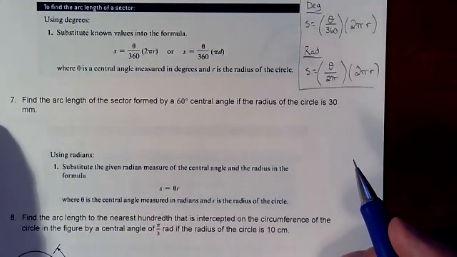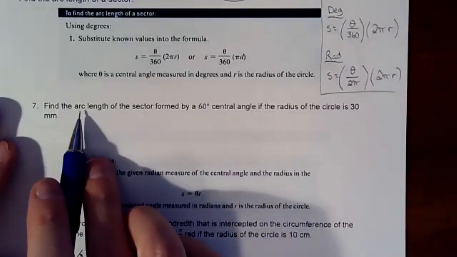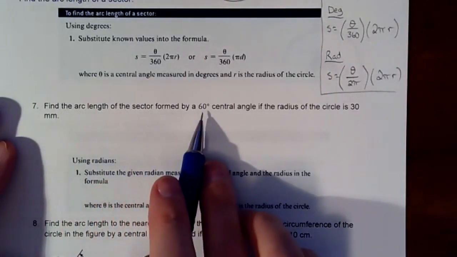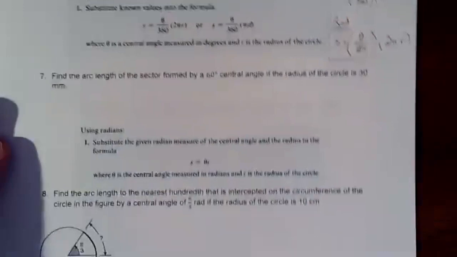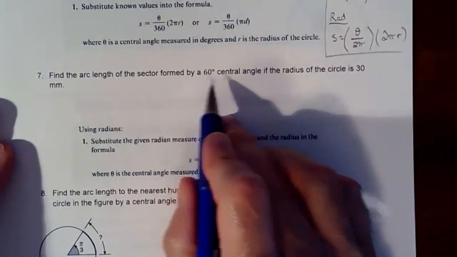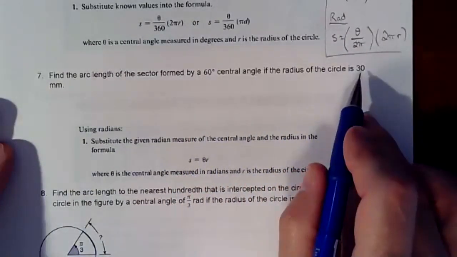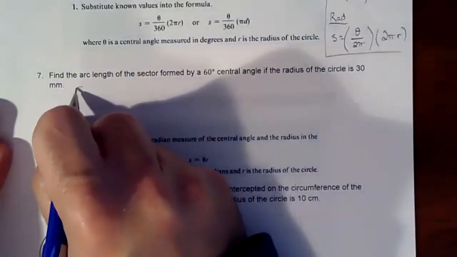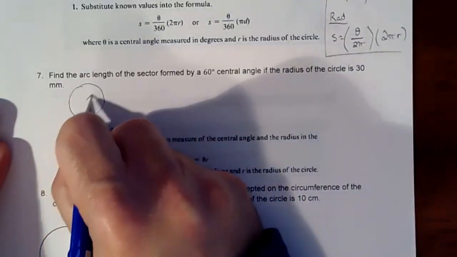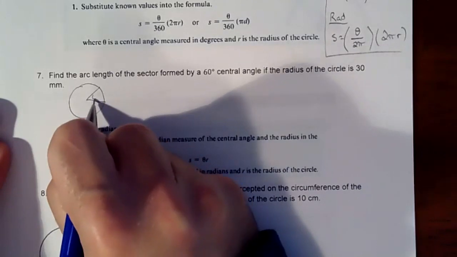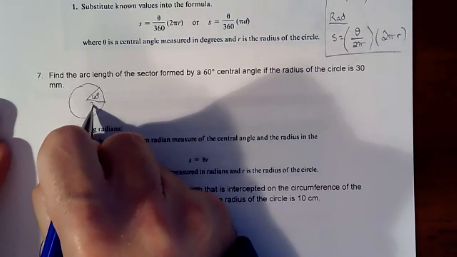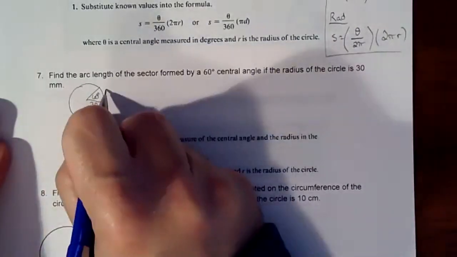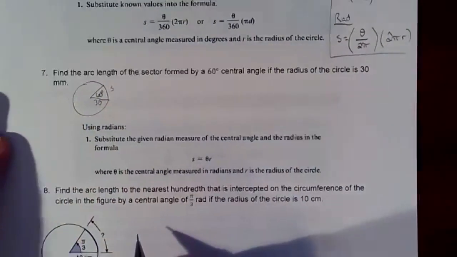Okay. All right, so it says find the arc length of a sector formed by a 60-degree central angle. The central angle is kind of that middle one that we talk about. We have a picture for. So you got a 60-degree central angle, and the circle has a radius of 30 millimeters. So picture-wise, let's say that's 60 degrees. The radius is 30. And we want to figure out the arc length.